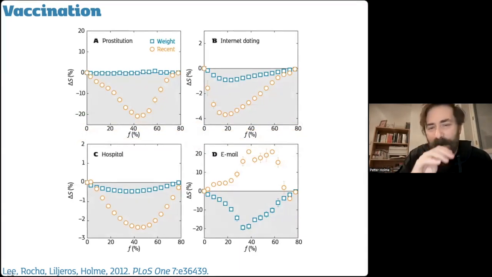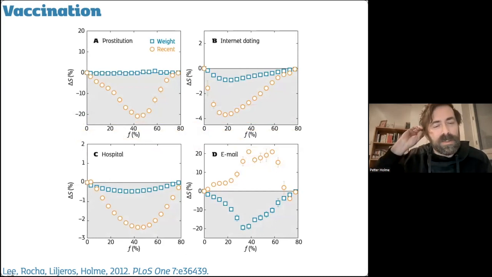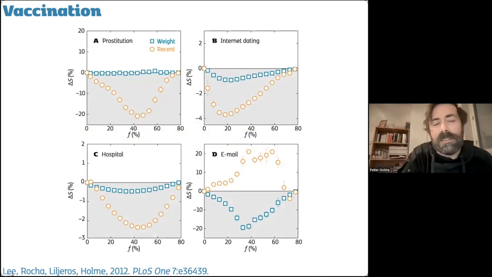At this time, we were also very data set poor. So once again, the prostitution data and the internet dating community data, which I didn't describe. There's also hospital data. This is maybe more interesting for actual disease spreading because it tells you who is at the same ward in the hospital at the same time, and the email data.